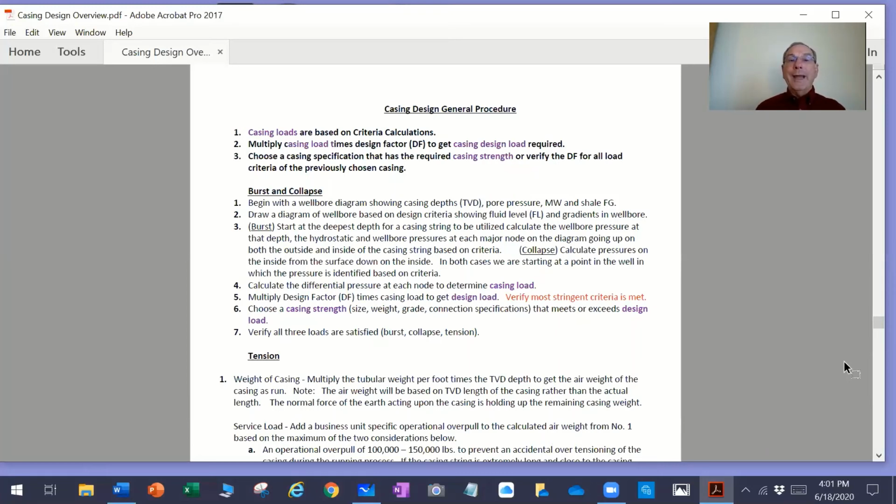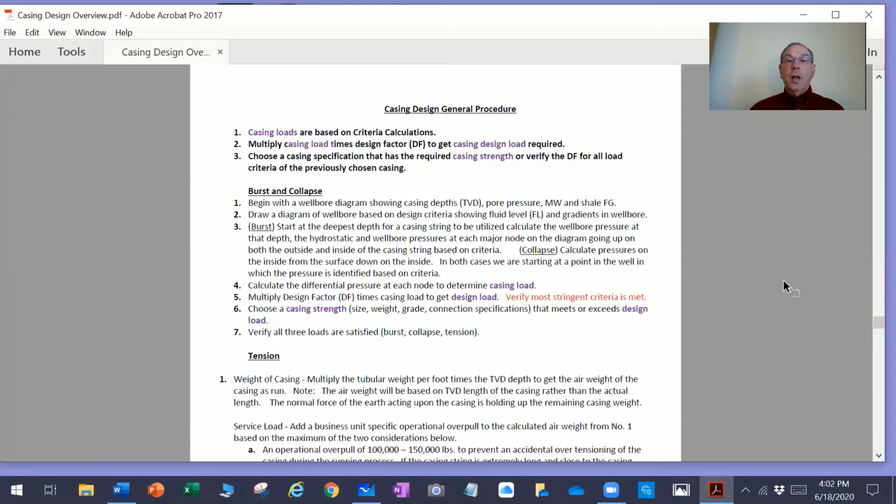And then we choose a casing specification or casing strength that fulfills the value that we get in our casing design load. So we choose a casing specification that has the required casing strength. So that's the way we do it. We calculate a casing load in the beginning, we multiply the casing load times the design factor to get the casing design load, and then we choose casing strength that has a value over that.